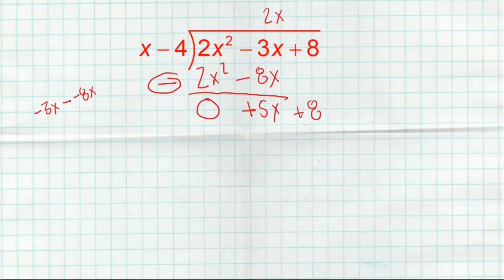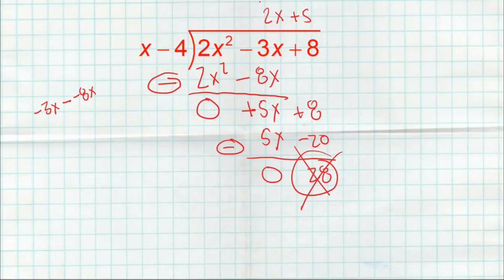Now, how do I turn x into a 5x? I need a 5. X times 5 is 5x. Negative 4 times 5 is negative 20. And once again, I'm going to subtract. 5x minus 5x is 0. 8 minus negative 20 is 28. Now that's my remainder. The remainder is not needed at all in terms of slant asymptote. The quotient is all you need. So 2x plus 5 is the equation of my slant asymptote.